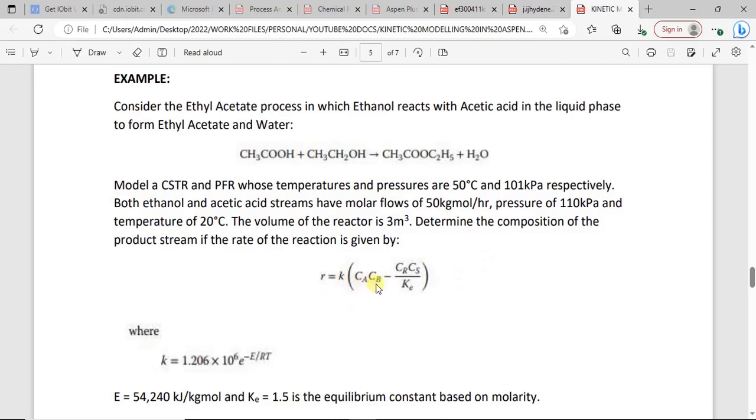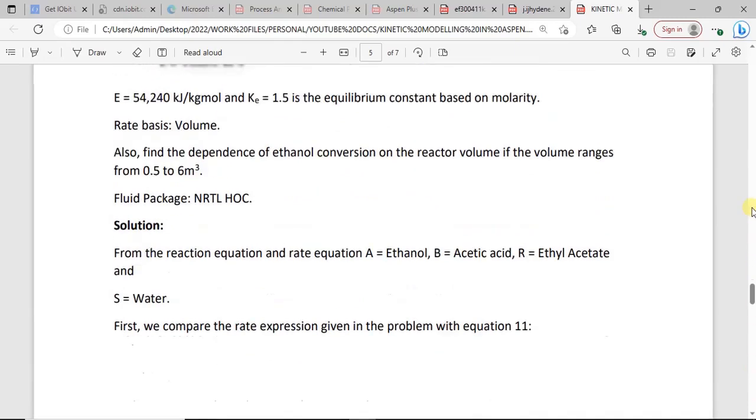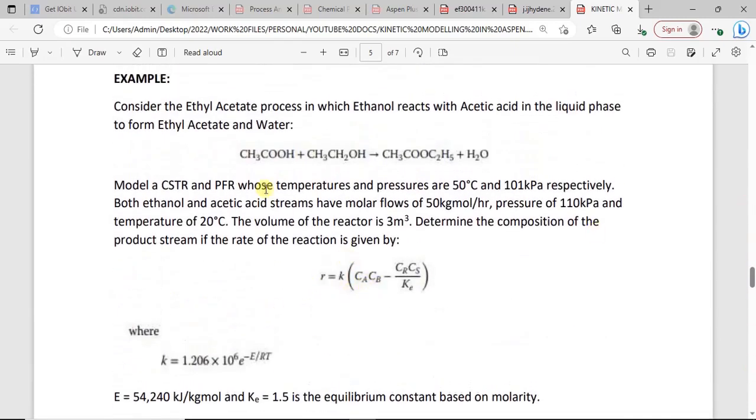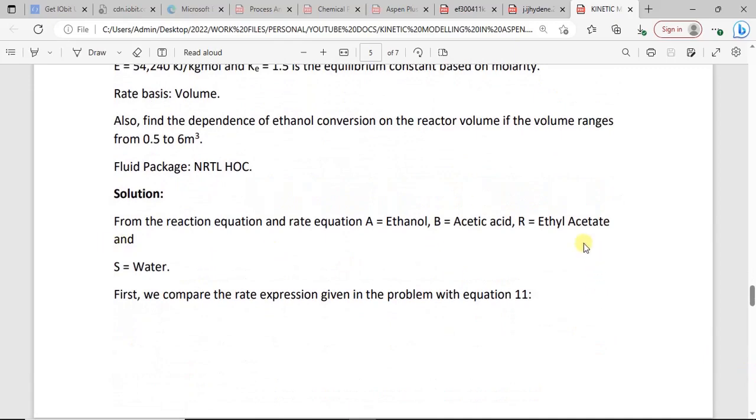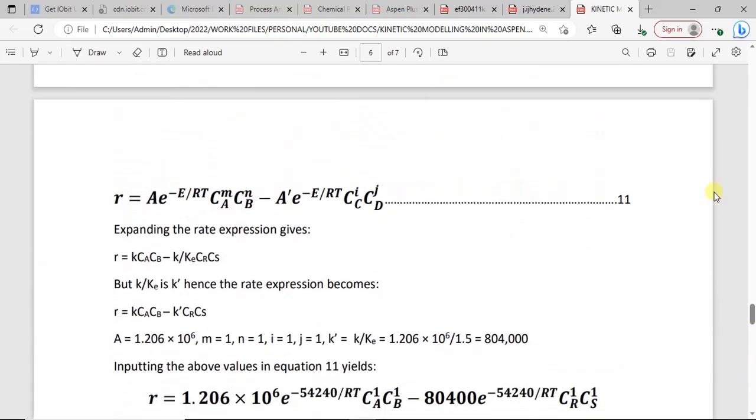So now you have CaCb, CrCs. A, I took A as ethanol. So B is acetic acid, R is ethyl acetate, and S is water. So just to identify what we have here, then moving down.